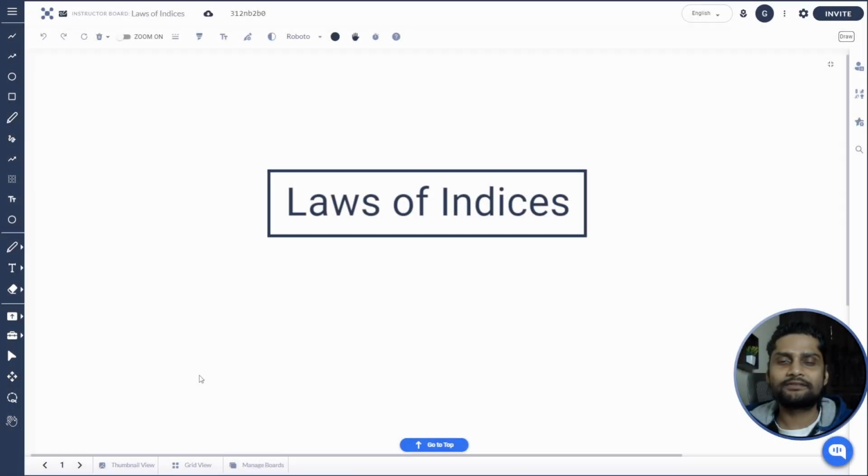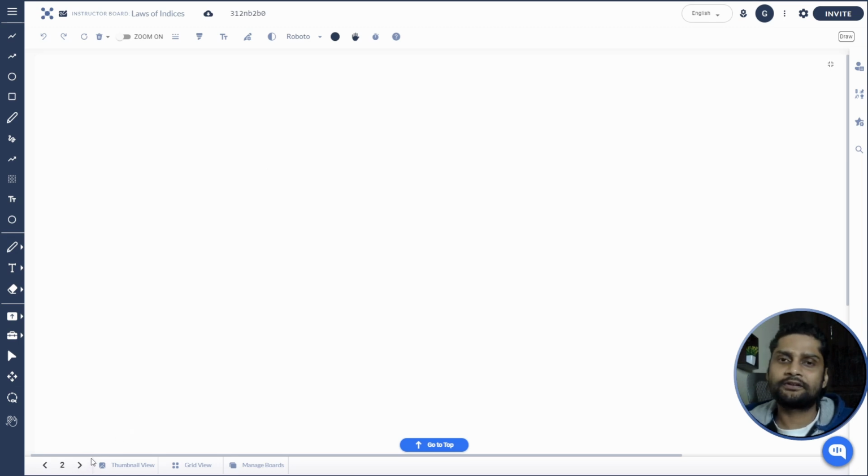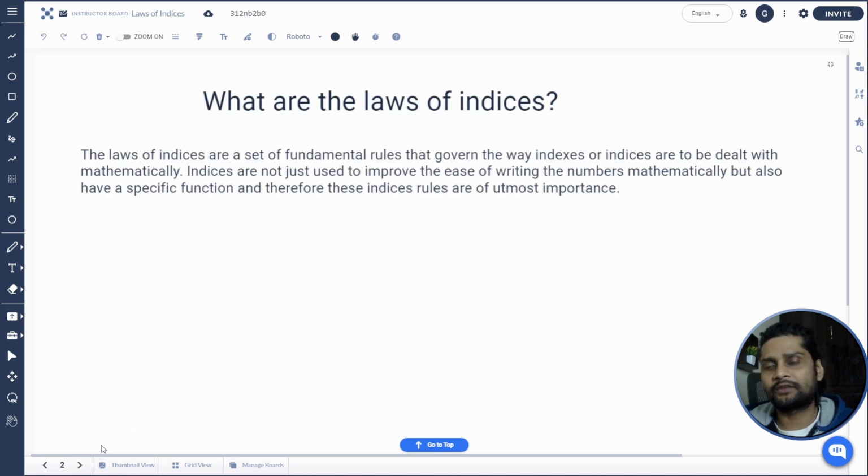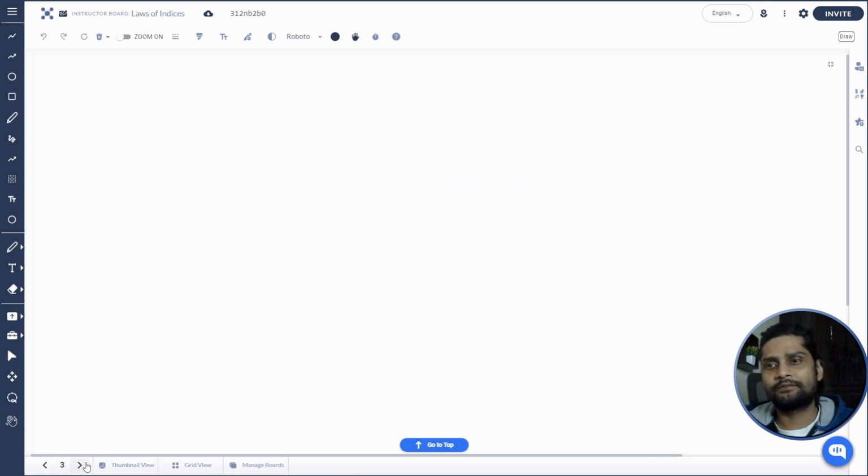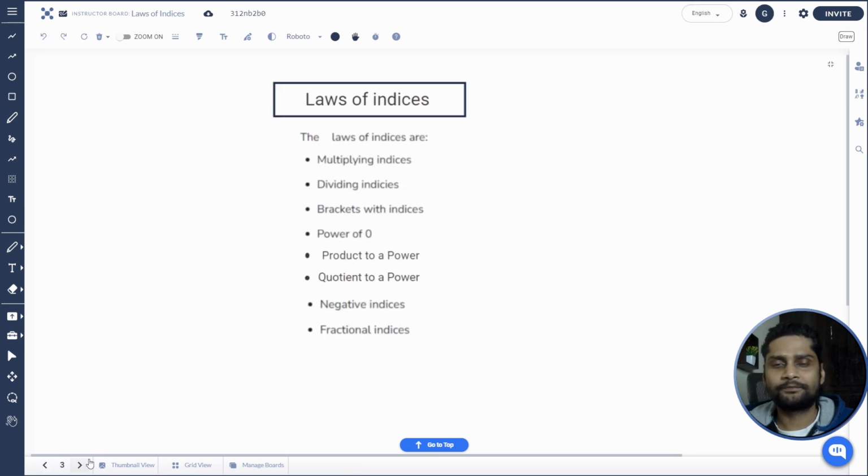Hello dear students, in this lesson we are going to talk about the laws of indices. The laws of indices are a kind of rules and regulations that we often use to combine and expand different exponential terms. So we have lots of rules, we'll discuss them one by one. First, take a look at how many rules we're going to discuss. There are about 7 or 8 rules that we'll be discussing in this lesson.